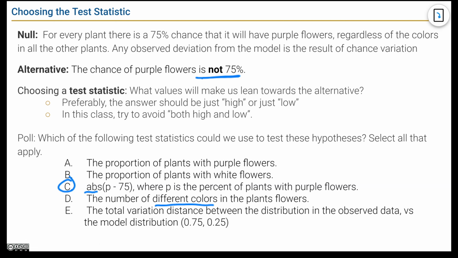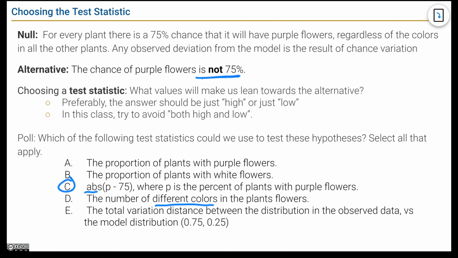The total variation distance between the distributions. So now think about what this would give me. If I took the total variation distance, really what I'd be doing is doing the sum. Let's actually write out the pieces. And actually, let me do it with an example so you can see.